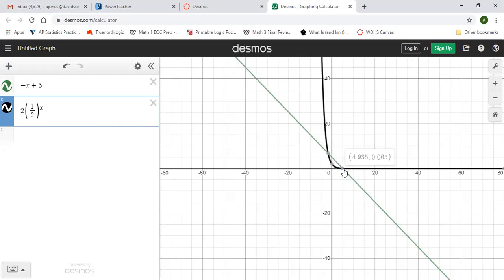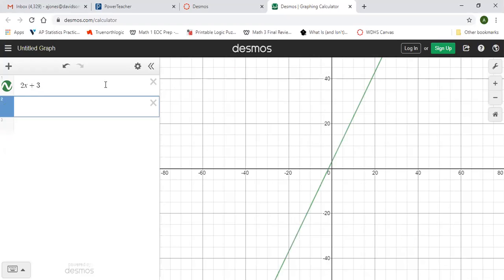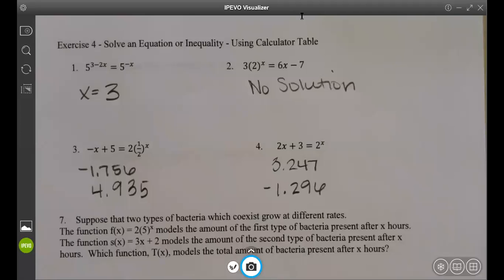So just type it in. The last one's easier to type in. We have 2x plus 3. And then we have 2 to the x. They cross twice, once at 3.247 and once at negative 1.296. So here are the answers that we had.